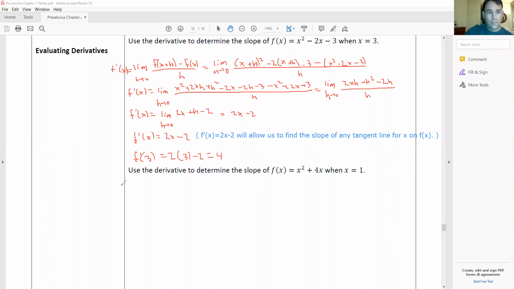All right, let's see how you did. First up, we have our derivative. It's the limit as h approaches 0 of f of x plus h minus f of x all over h. So we're going to plug that all in. And you have x plus h squared plus 4 times x plus h, minus x squared plus 4x.